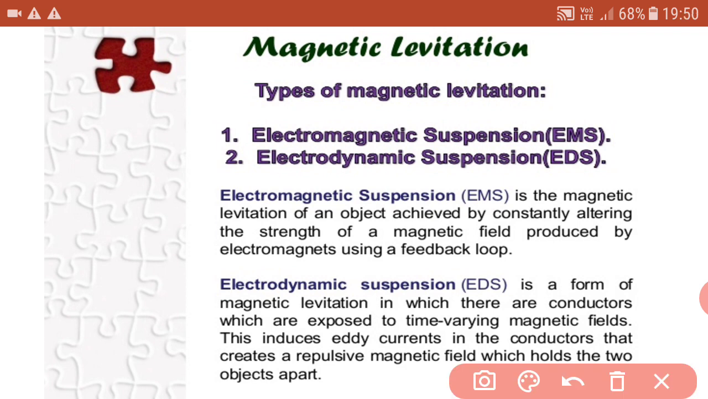This induces eddy currents in the conductors that create a repulsive magnetic field, which holds the two objects apart. So by varying the magnetic fields, what will happen? There is an induction of eddy currents in the conductors that creates a repulsive magnetic field. We know that a repulsive magnetic field is used in magnetic levitation.